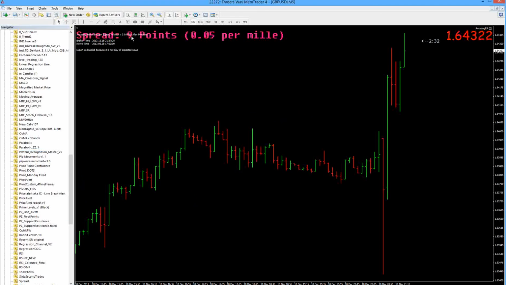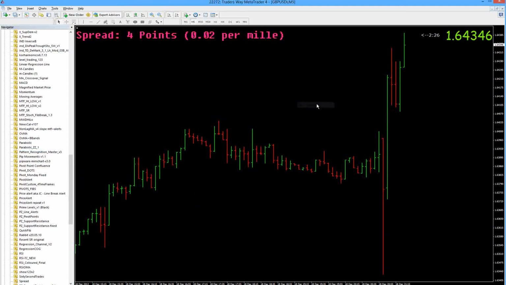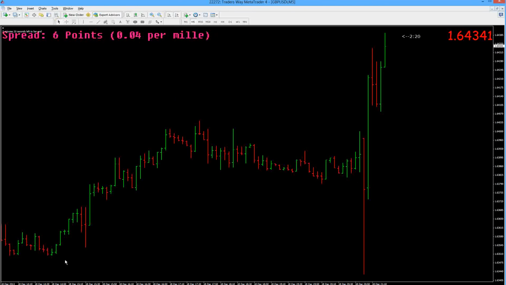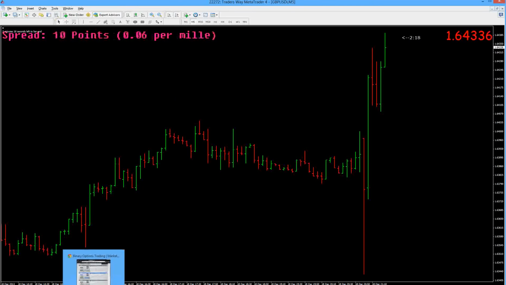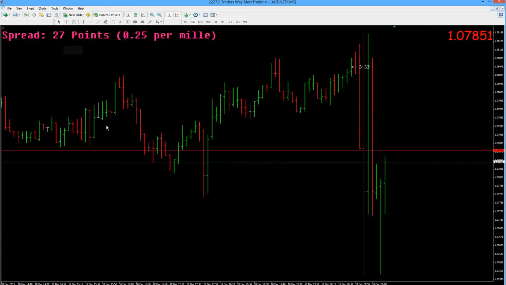Okay, so this spread, as you can see, and let me get rid of Expert Advisor so you can see it clearly. If you notice now, the spread here is what? Only 5, 6, 7, 10. But if we look again over at AUD, NZD, 27, 23. So what's that tell you?